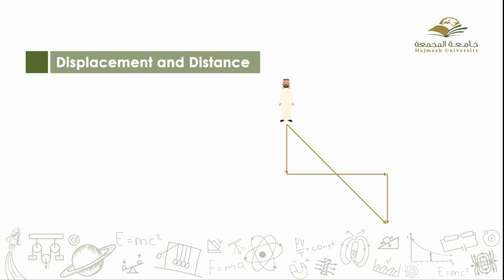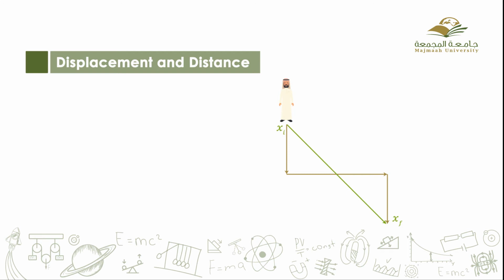The starting point we call the initial position, Xi, and the final point, or the ending point, we call the final position, Xf. So X is the distance or displacement, Xi is the initial position, and Xf is the final position. The straight line from the starting point Xi to the last point Xf is the displacement in a specific direction.